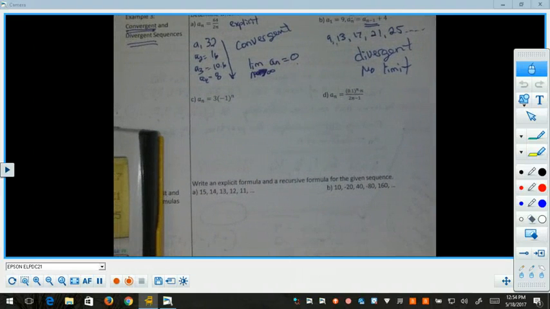Take a moment to pause the video and try the next two. Take your best guess as to what you think it does, but explore it in the table first.